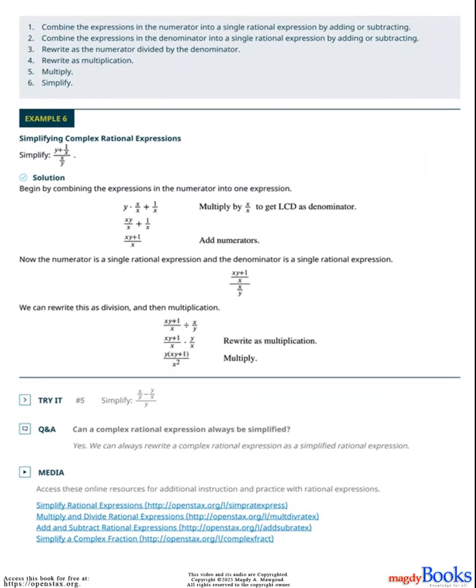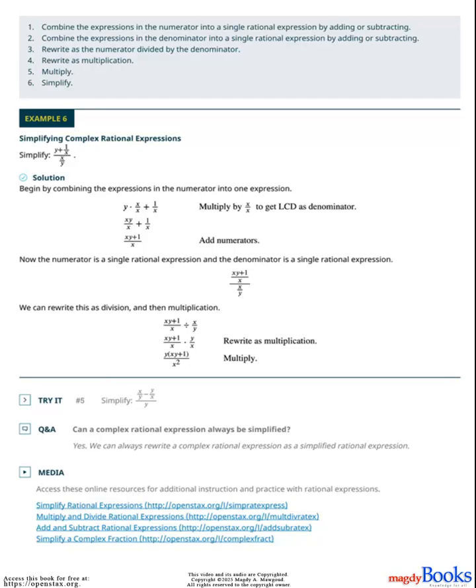How to: Given a complex rational expression, simplify it. 1. Combine the expressions in the numerator into a single rational expression by adding or subtracting. 2. Combine the expressions in the denominator into a single rational expression by adding or subtracting. 3. Rewrite as the numerator divided by the denominator. 4. Rewrite as multiplication. 5. Multiply. 6. Simplify.